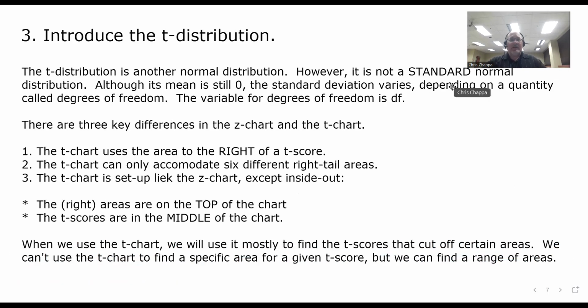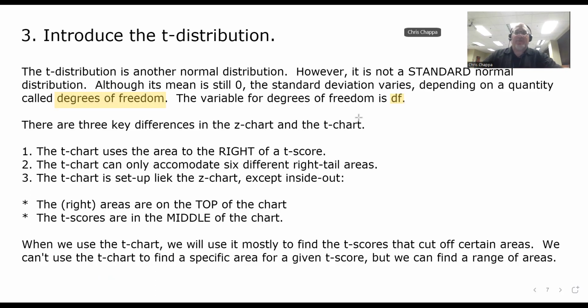All right, now let's introduce the t-distribution. The t-distribution is another normal distribution. In other words, it's a bell curve. However, it's not a standard normal distribution. Although its mean is still 0, the standard deviation varies depending on a quantity called degrees of freedom. And I just introduced a new vocabulary term, degrees of freedom. The variable for degrees of freedom is df, so it's a two-letter variable. We'll talk about what degrees of freedom means when the time is right.